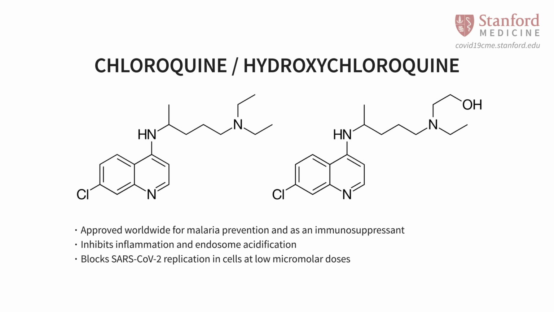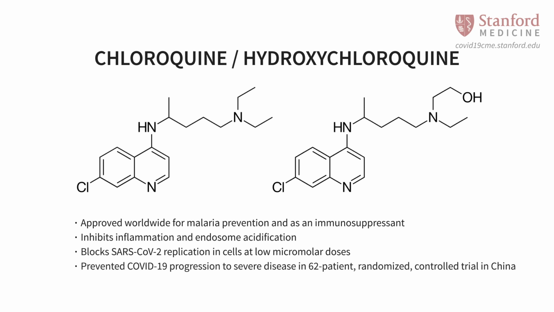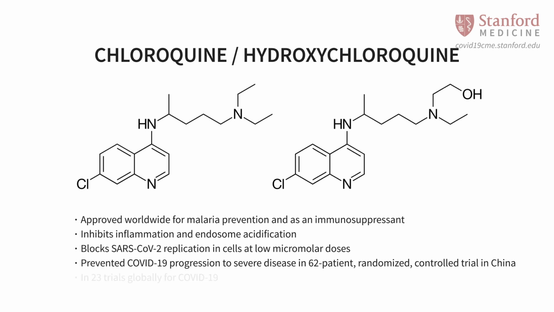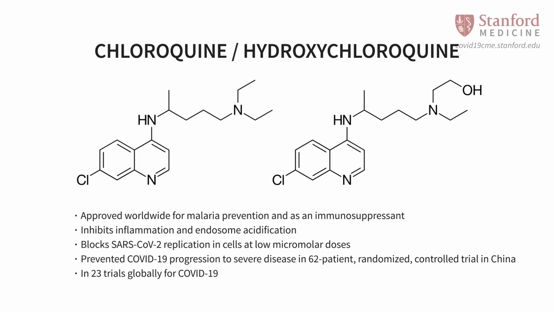In one 62-patient randomized controlled trial in China, hydroxychloroquine was found to prevent progression of severe disease, but all patients in both arms recovered, so its ability to prevent deaths is still unclear. These drugs are in 23 trials around the world for COVID-19.